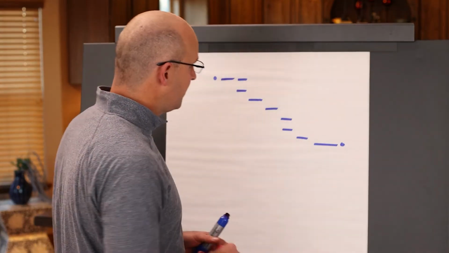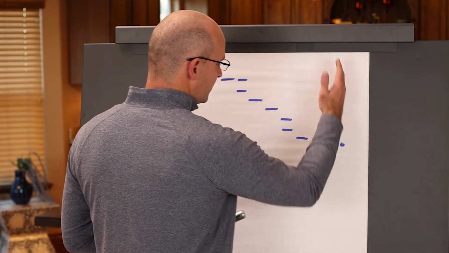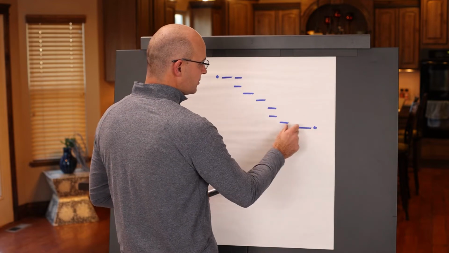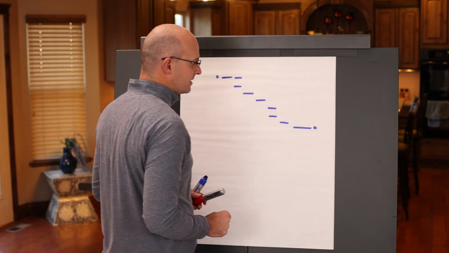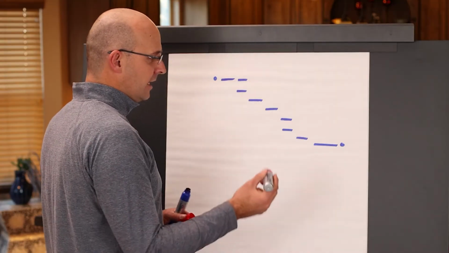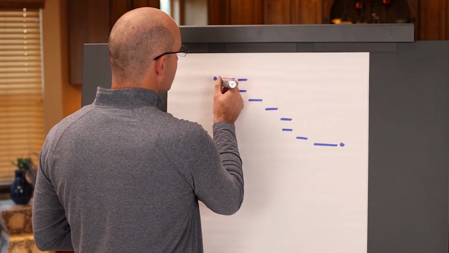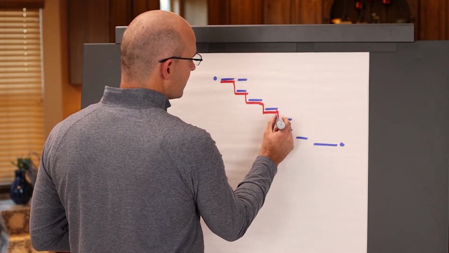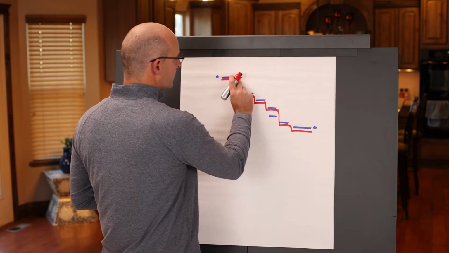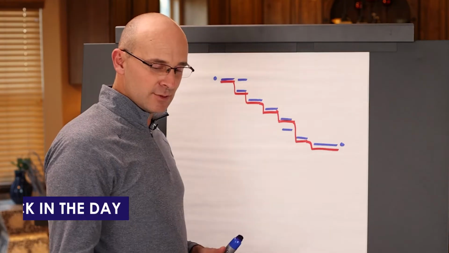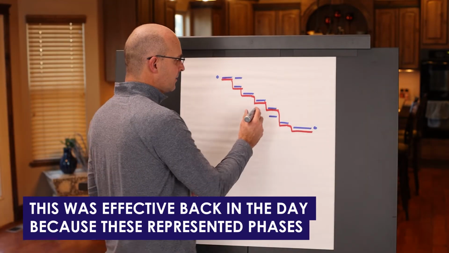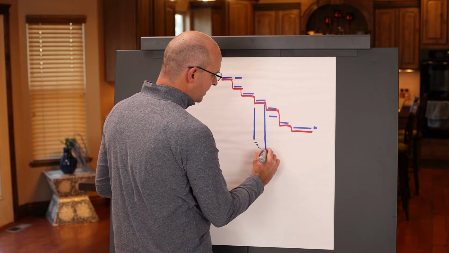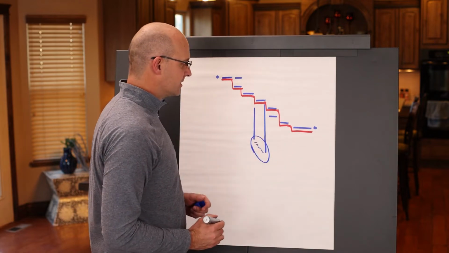So if the computer did the forward pass, which calculated the overall duration or the longest path, and then did the backward pass, which told you how much float each activity had based on that longest path, it would also identify what your critical path is, like we said before. So maybe your critical path goes just through here like this. It skips this activity right here, this one right here, and that's your critical path. This was effective back in the day because these represented phases, meaning when you looked at the detail here, there was a lot more to it, and that usually represented a phase or a sequence.